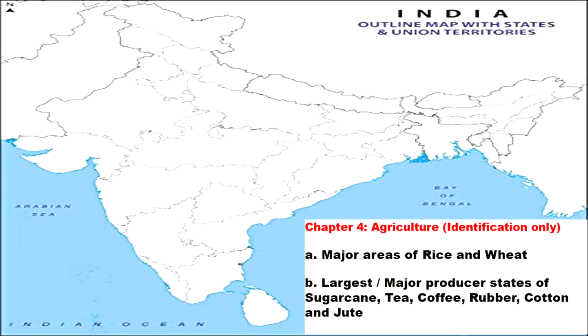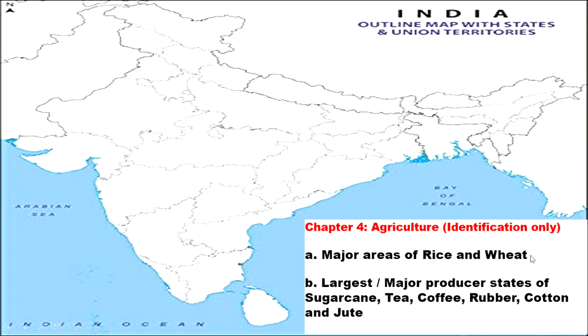In today's video, we are going to learn map work from chapter 4, Agriculture, which is very important for board examination. Remember, this chapter is only for identification for rice and wheat, whereas for the other crops, for example, sugarcane, tea, coffee, rubber, cotton and jute, they can ask you for locating and labeling also. So we have to prepare both the map work, whereas the first map work is only for identification.